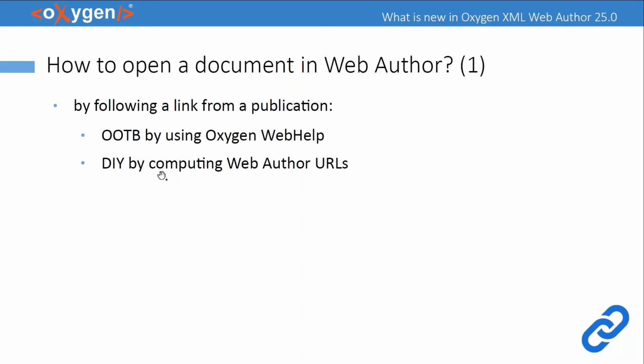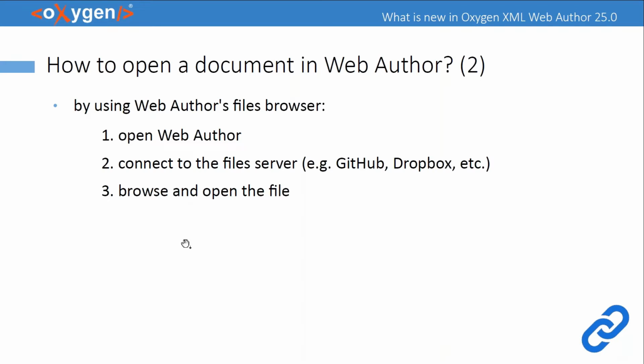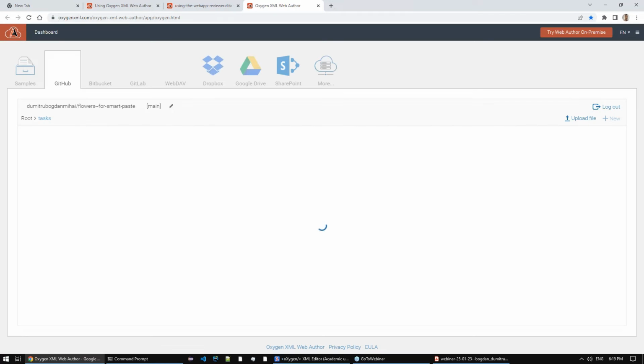Note that you can also build your Web Author URLs if you have another publishing engine, if you don't use Oxygen WebHelp. And next, the second way to open documents in Web Author is simply to use Web Author's file browser. So if I follow this link, it will show me the dashboard or the main page of Web Author.